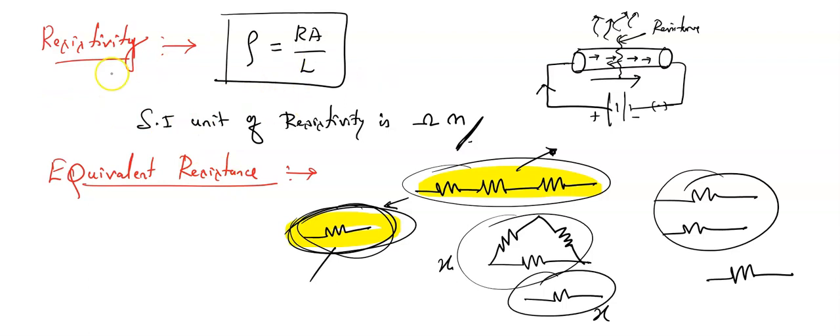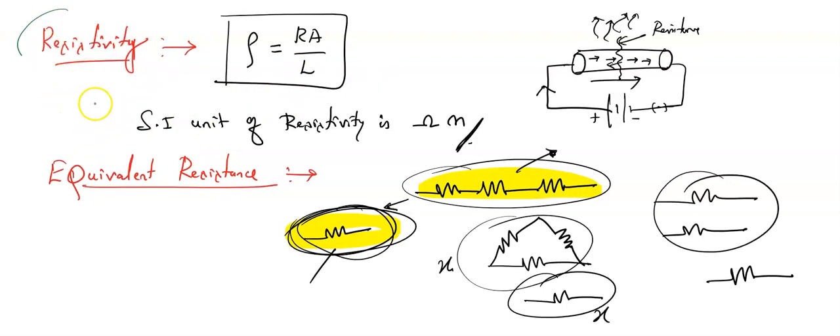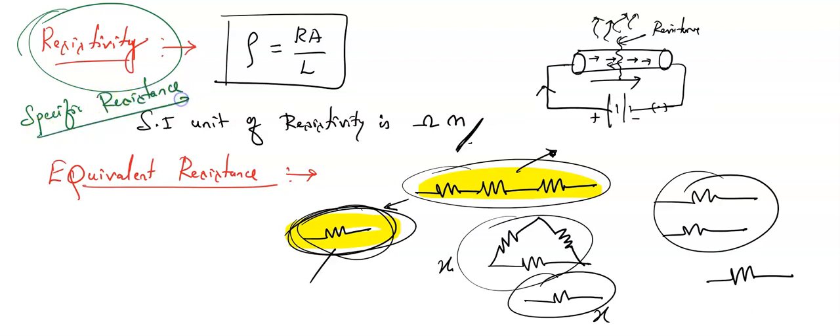Children, in the above case, please make one note. Resistivity is also called specific resistance. I had forgotten that point. Please make a note of that. Resistivity is also called specific resistance. Sometimes they may ask you what is specific resistance. So please be careful. Specific resistance is nothing but resistivity. Is this clear? Now I hope the concept is clear for you.